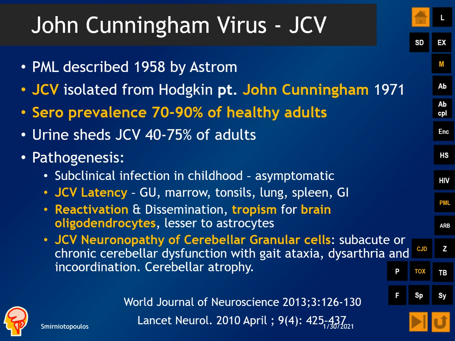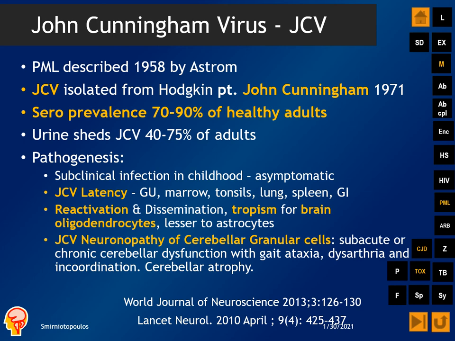PML was first described pathologically in 1958. The JC virus was identified in a patient with Hodgkin's disease in 1971. Again, the seroprevalence is almost 90% or more in healthy adults. We shed this virus in our urine; about three-quarters of us may do that. And again, the pathogenesis is a subclinical infection in childhood that is asymptomatic. The JC virus becomes latent, and then it is reactivated and disseminates, and it has a tropism for the brain because it infects the oligodendrocytes.